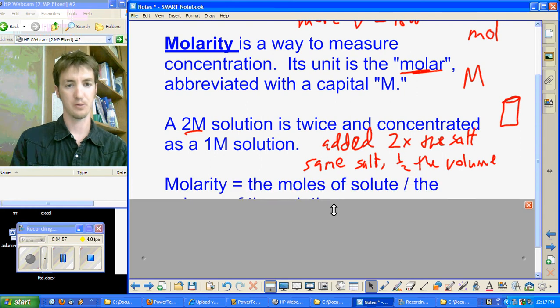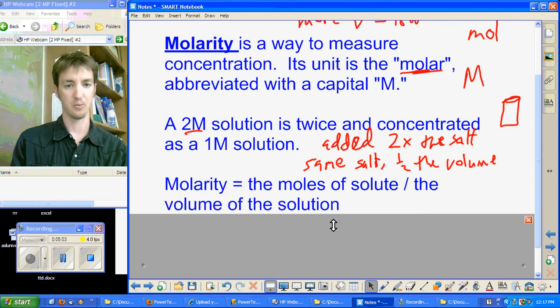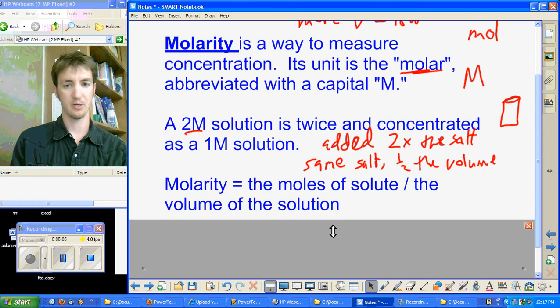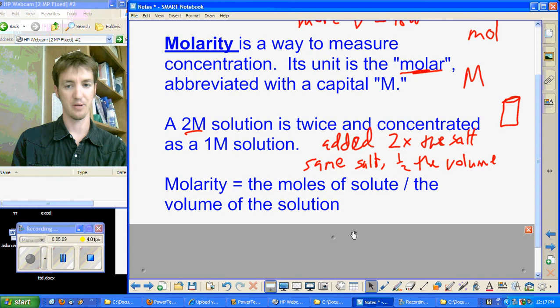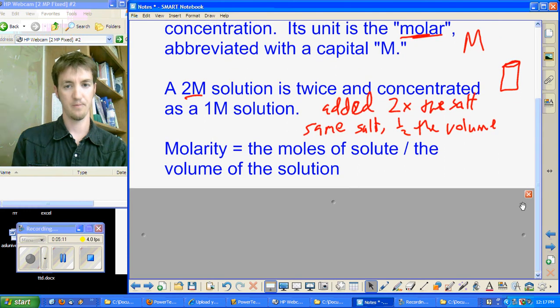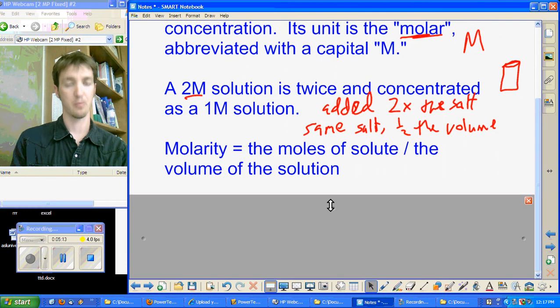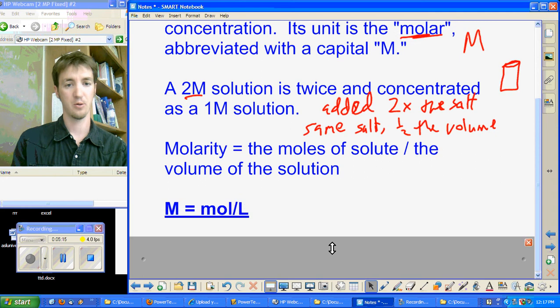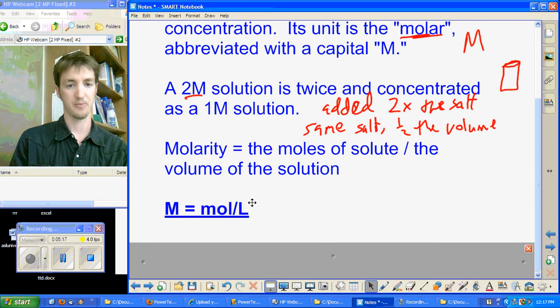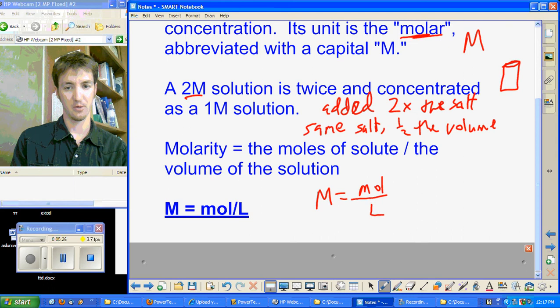Okay, so molarity is, again, a measure of concentration. That's what that 2M means, or 1M. Molarity is the moles of solute divided by the volume of the solution. And again, we're writing this stuff down in our notes. So in simpler terms for math, molarity is moles over liter, or molarity equals moles divided by liters.